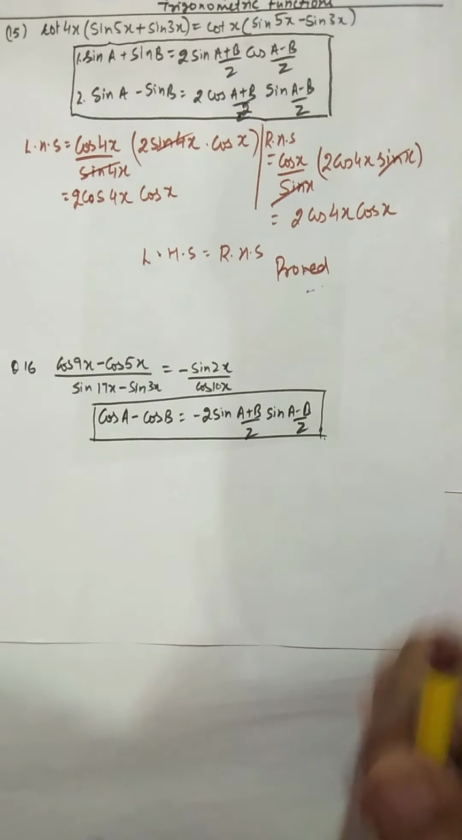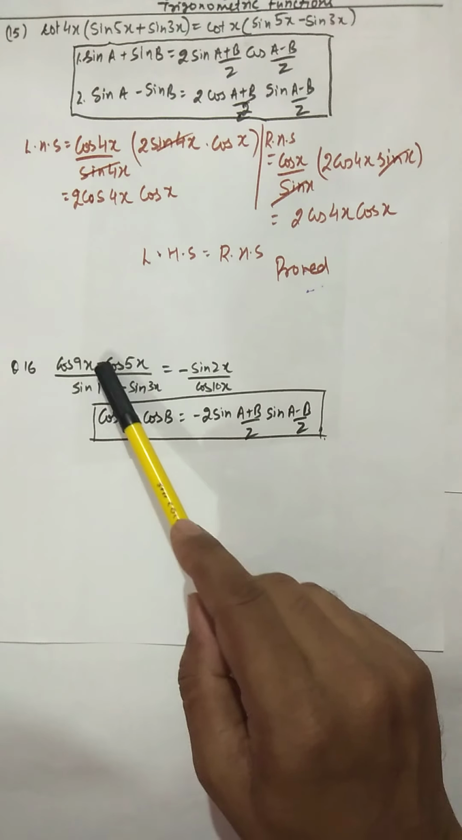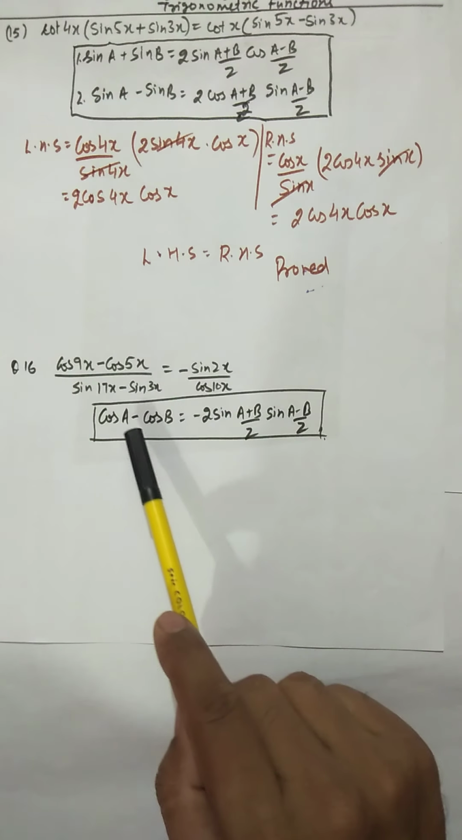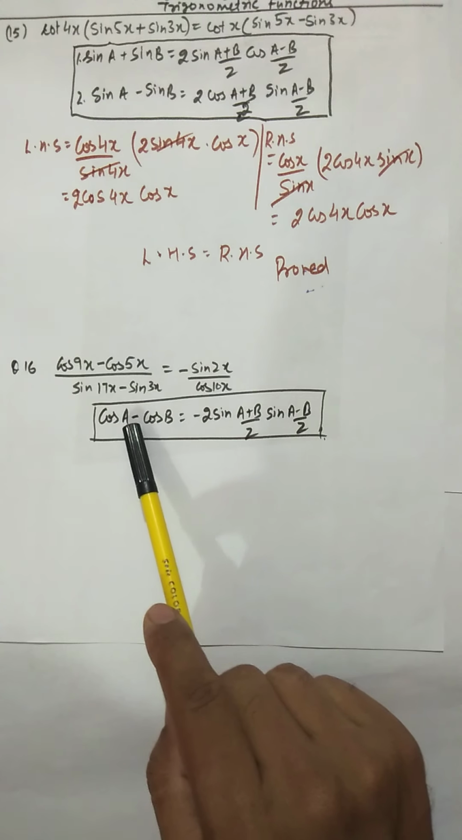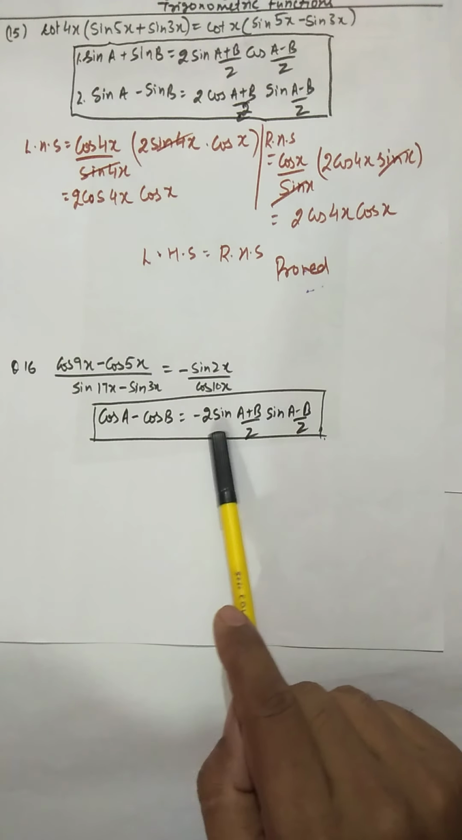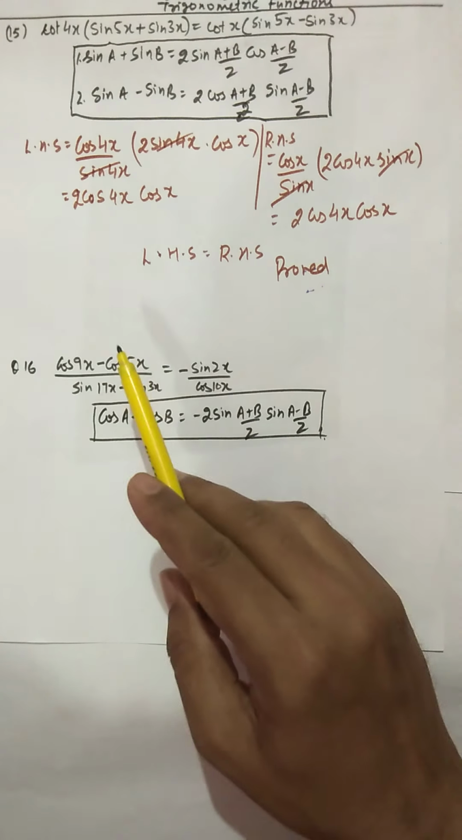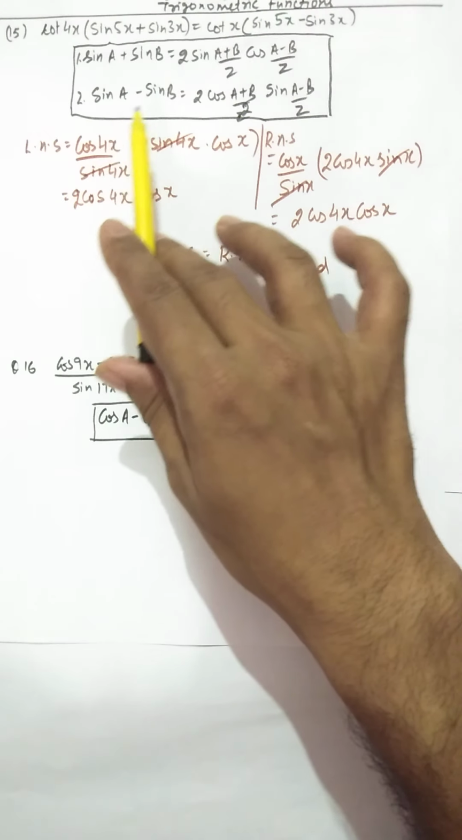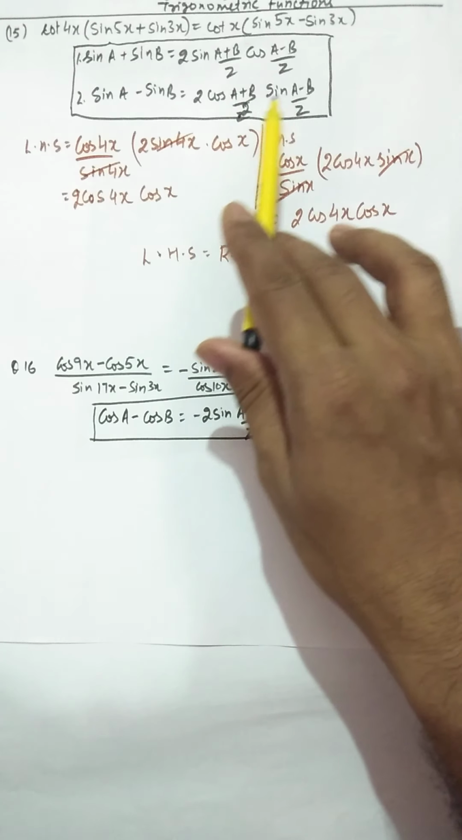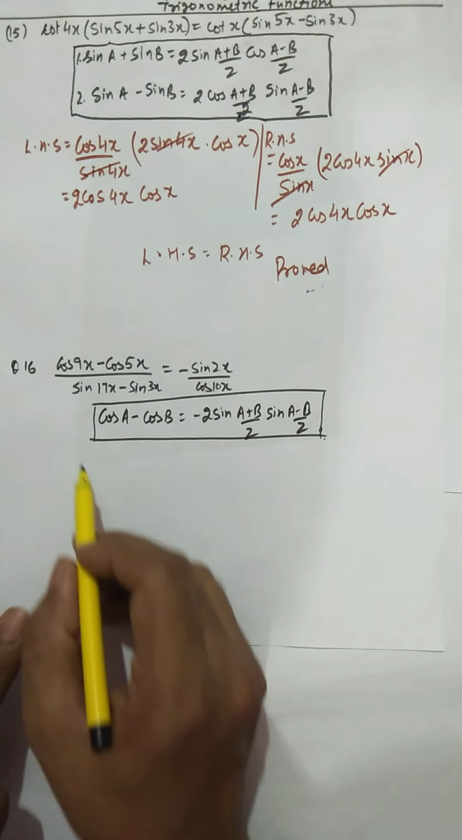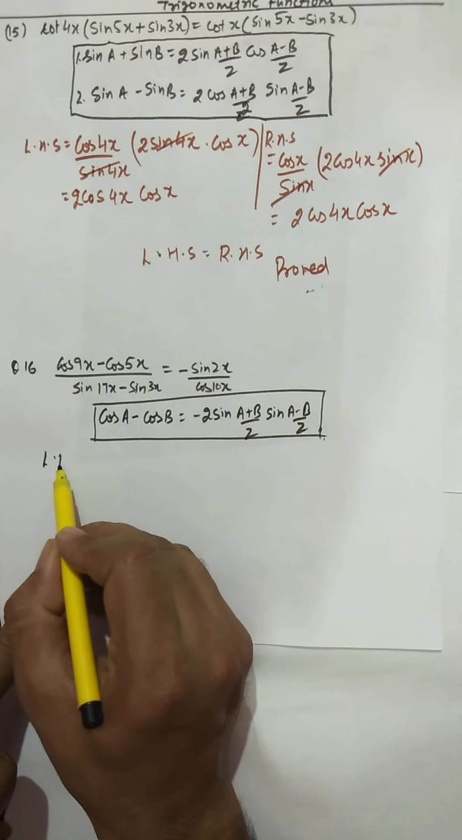Now we'll discuss question number 16, cos 9x minus cos 5x. You should remember this formula that cos A minus cos B is equal to minus 2 sin((A+B)/2) sin((A−B)/2), and sin A minus sin B is 2 cos((A+B)/2) sin((A−B)/2). So we apply these formulas here in LHS.